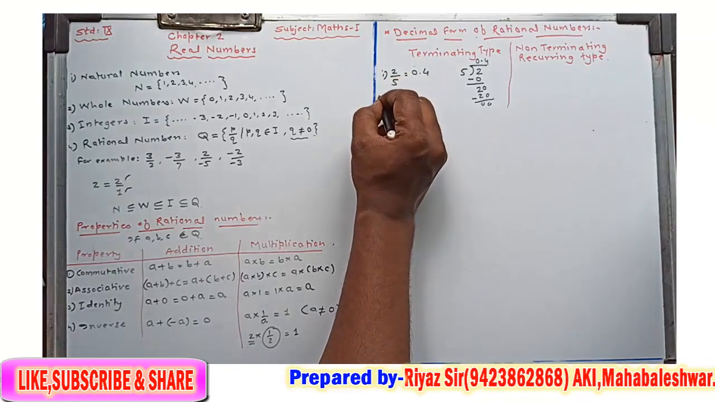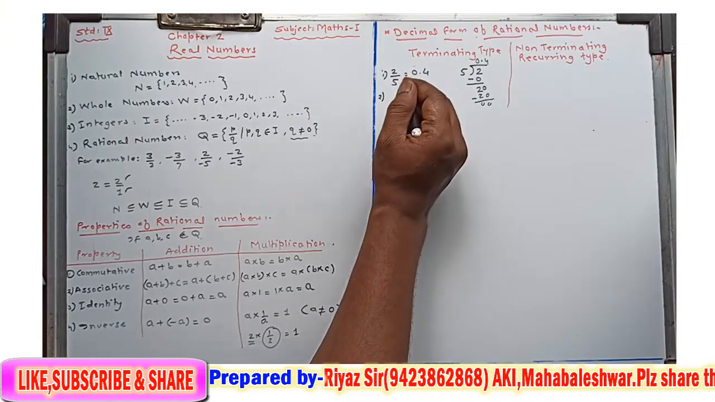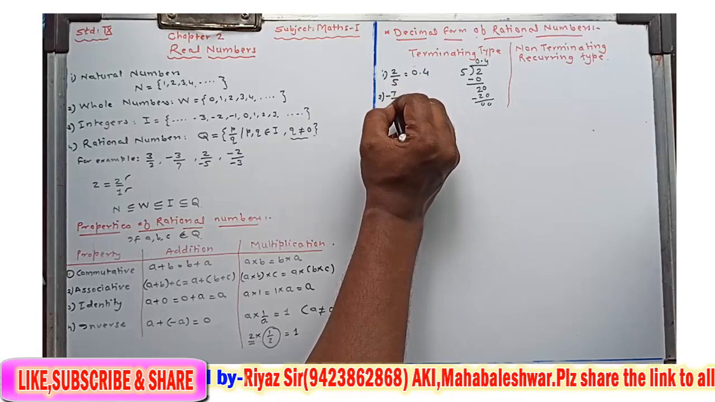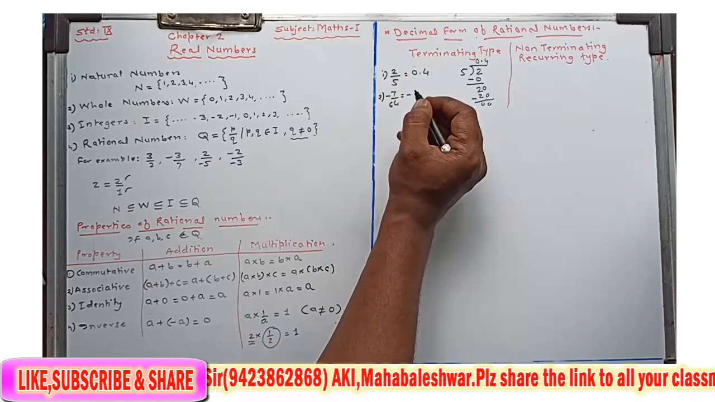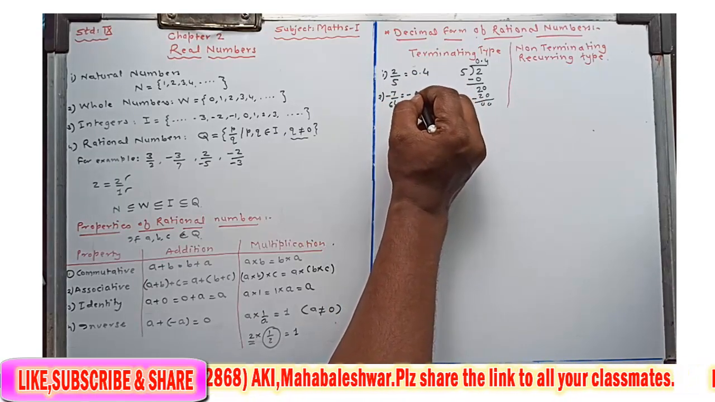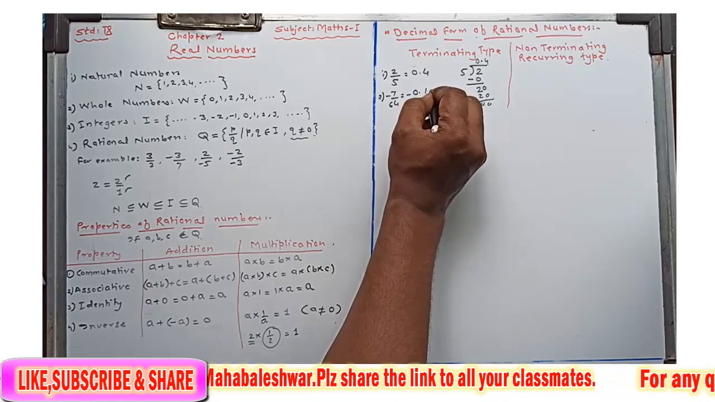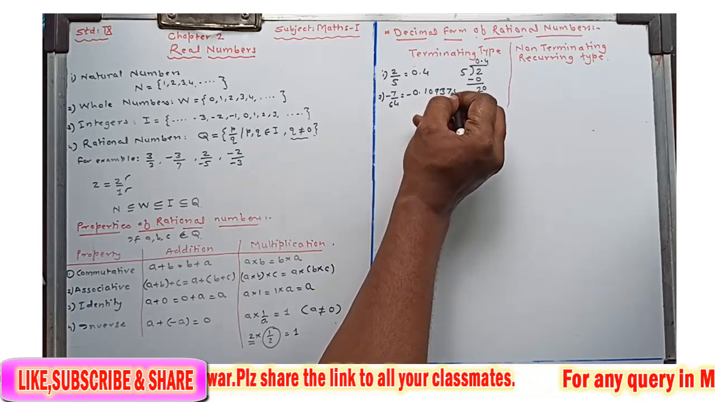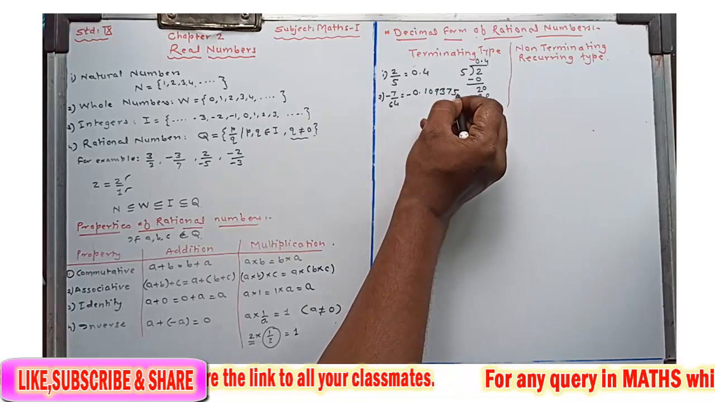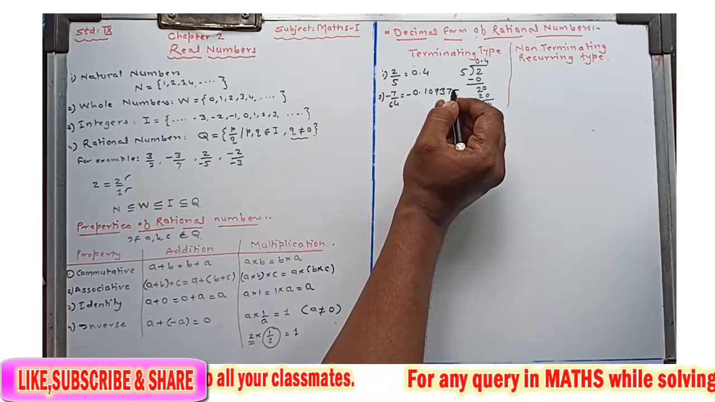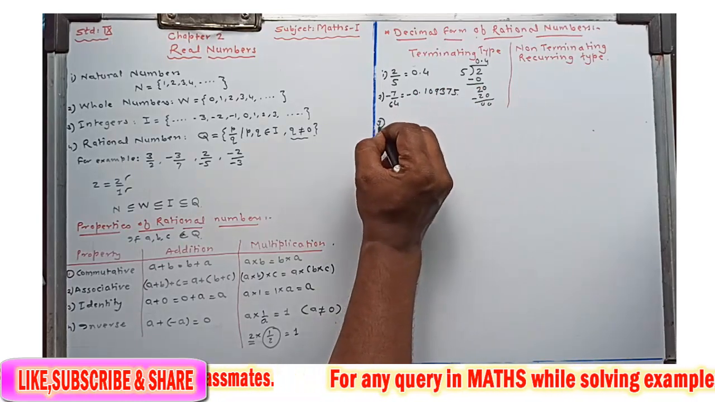Okay, now the second example is -7/64. -7/64 is equal to, keep this minus sign as it is, and if you solve this, then you will get 0.109375 over. Okay, so this is also terminating type. You just try to solve this.